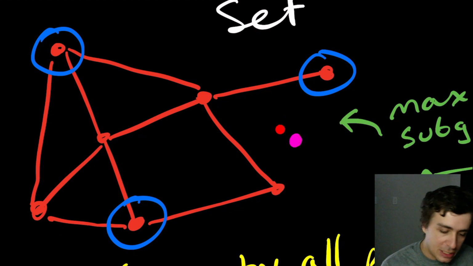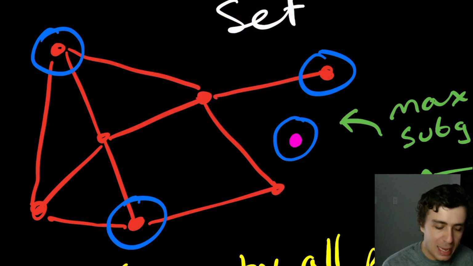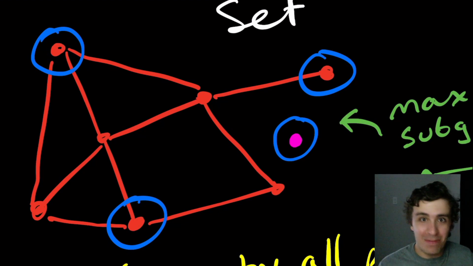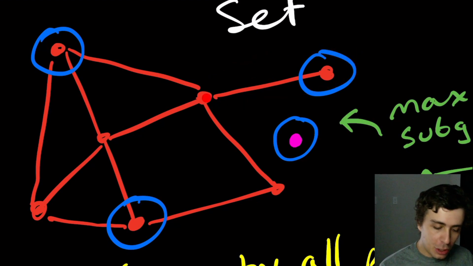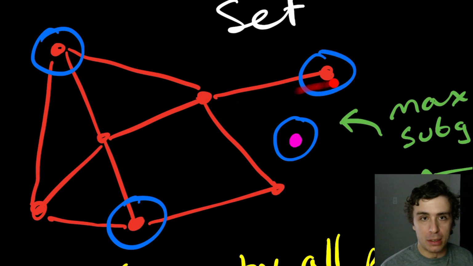If we have a vertex that's just not connected to anything, then there's no reason why we can't just select it because it's just not connected to anything. It can't hurt us to include it. In fact, it'll help us, which is good. But let's look at this degree 1 vertex right here. Remember, degree is the number of edges that it's attached to.